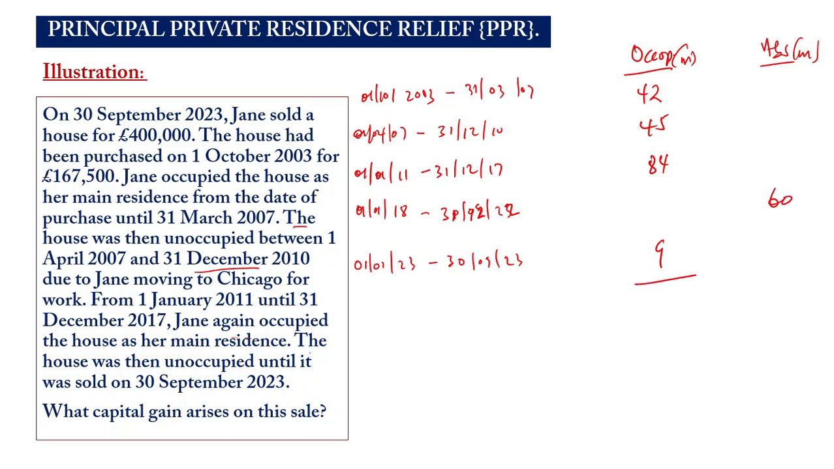So what's the total here? And what's the total here, please? Okay. So total ownership period is 240 months.